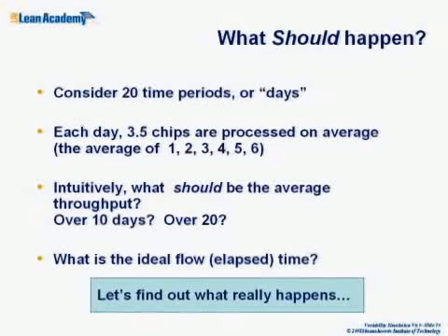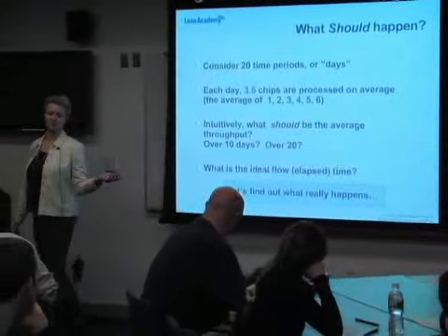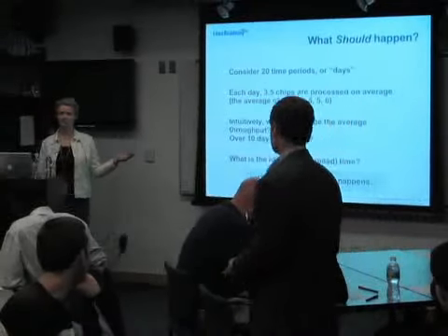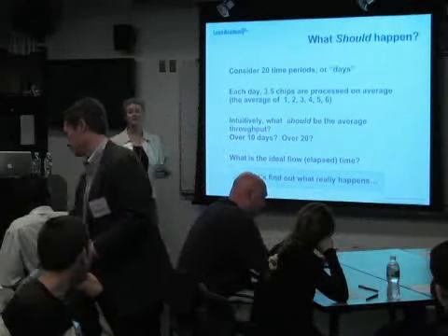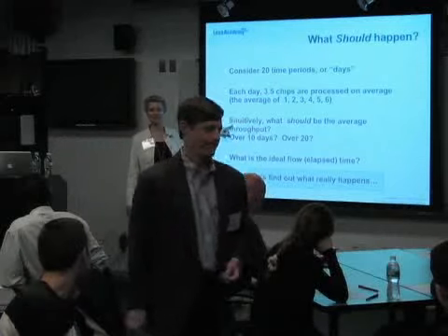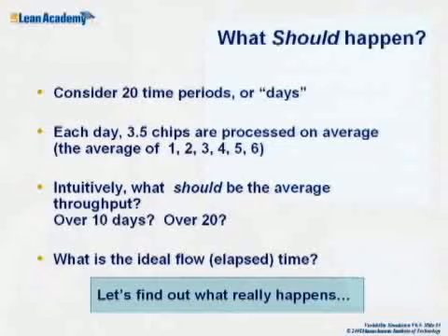So before we start the game, let's talk about what should happen here. We're going to think about 20 time periods or 20 days of work. Each day, you're going to process 3.5 chips, which is just the average of your dice roll. So intuitively, what should be the average throughput in the system over 10 days? 3.5. Yeah, 3.5 times 10, right? 35. And over 20, we ought to have double that, right? We ought to have 70.